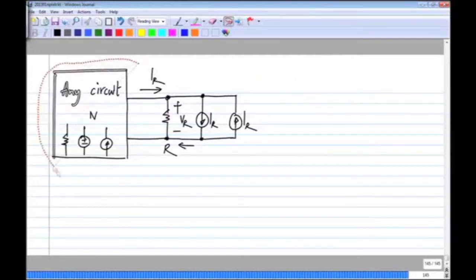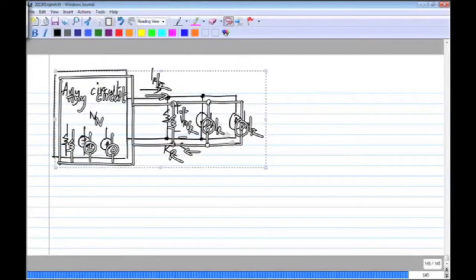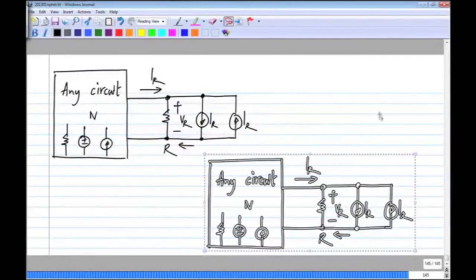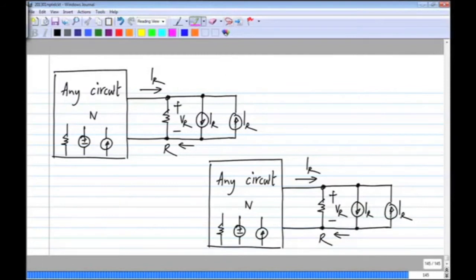Now what I will do is just interchange the positions. You see that this resistor, this current source and that current source are in parallel. I will put this current source on the left side and the resistor in the middle. This is IR and across this we have VR. And the current through the resistor will be exactly the same as before, because nothing has really changed. From my original circuit I have not made any changes.